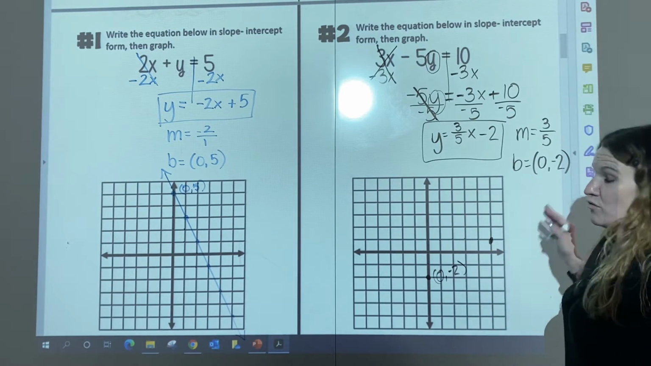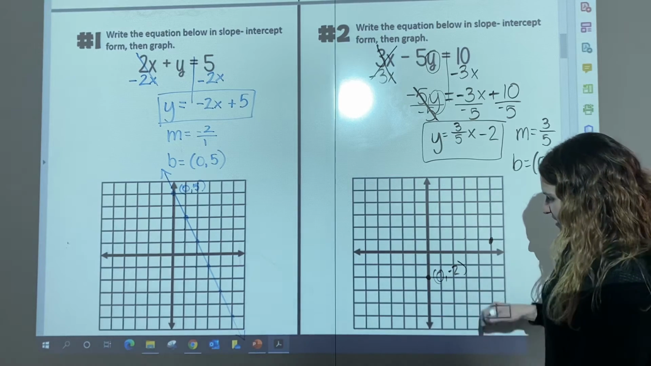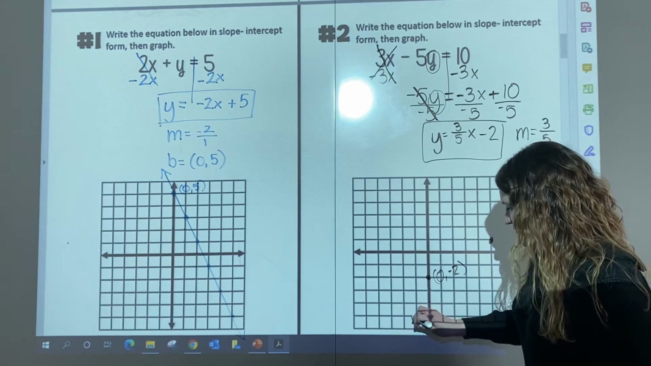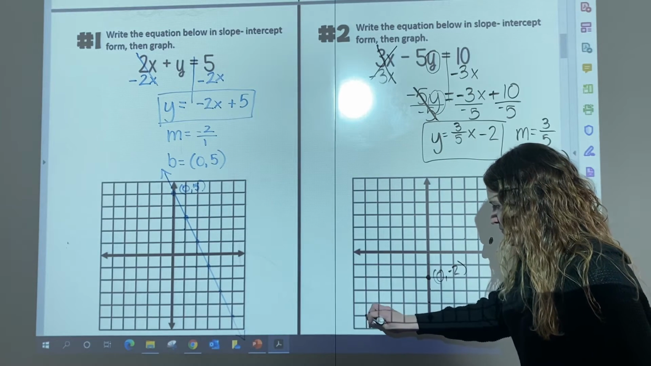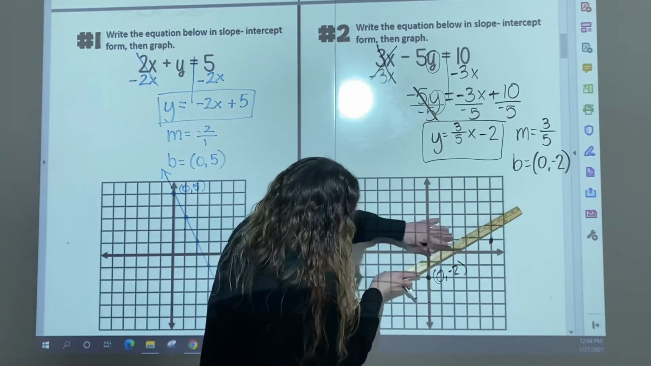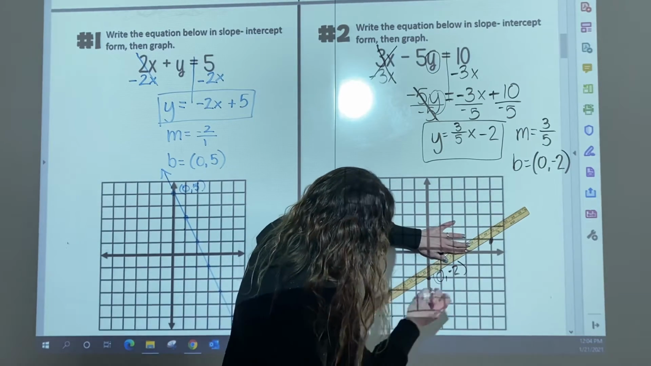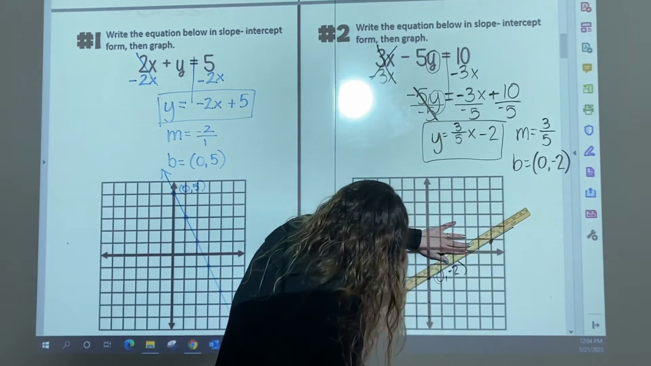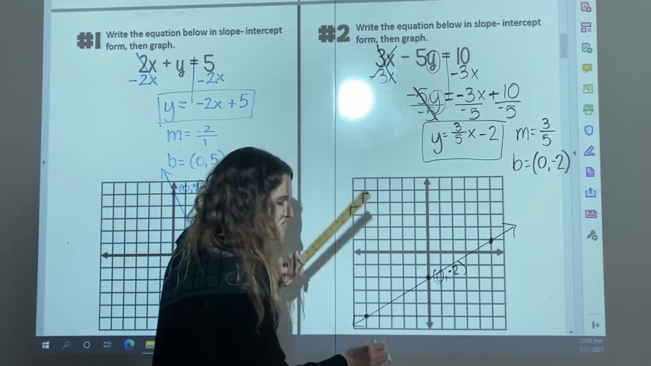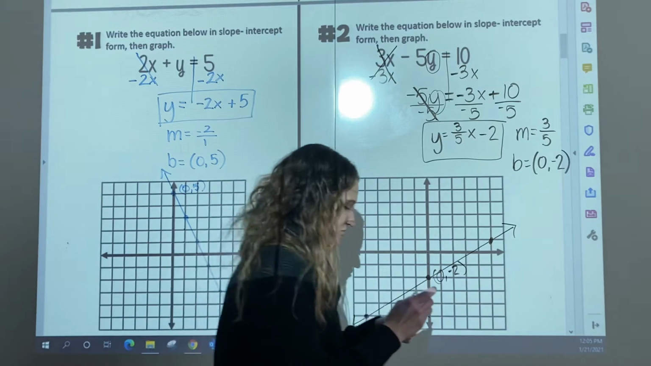Since I can't go up and over anymore, I'm going to go down and to the left. So I'm going to go down 3 and to the left 5. And draw your line. Not too bad. Let's try 2 more examples.